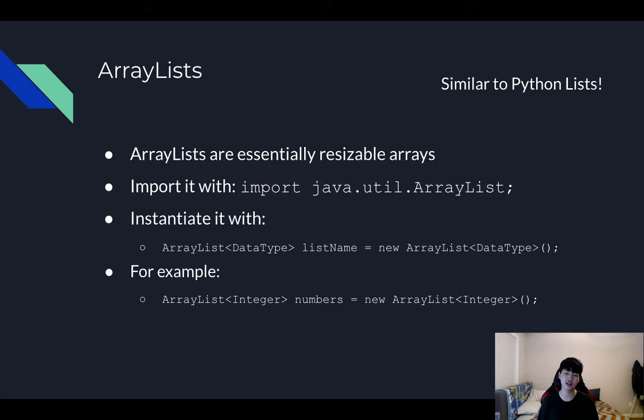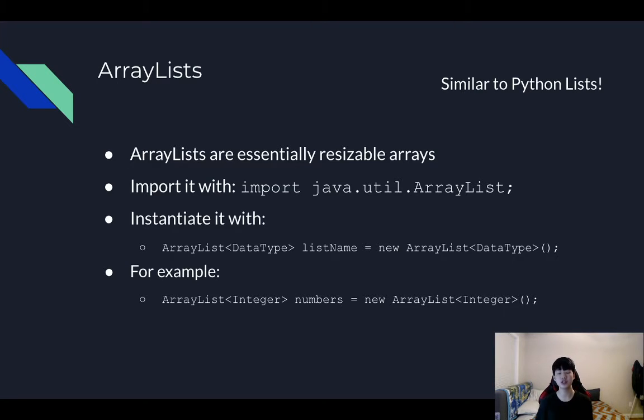Starting with array lists. So, array lists are essentially resizable arrays, and they're really similar to Python lists if you've done Python before. You're going to simply import it with import java.util.ArrayList, and you're going to instantiate it with ArrayList, and then the data type, and then whatever you want to name it, and then the rest of the syntax you could kind of just copy.